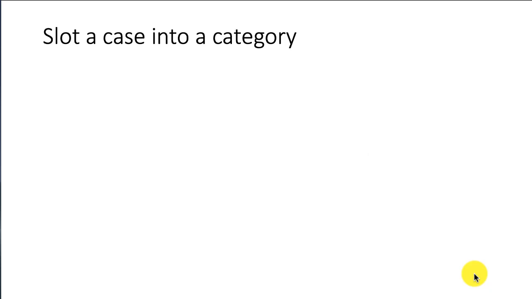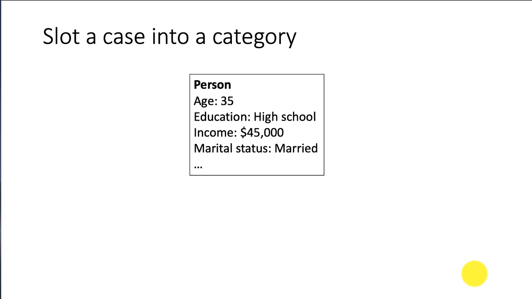So in a classification problem, all we are trying to do is to slot a case into a category. So for example, suppose we have information about a person, several attributes like age, education, income, marital status, etc. Now what we might want to do is to figure out if a person with these characteristics will buy our product or not.